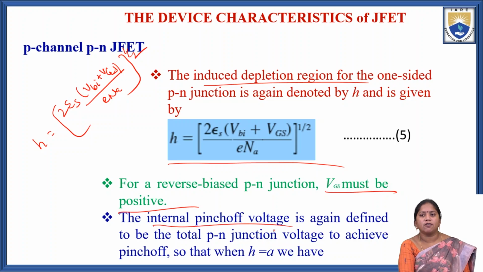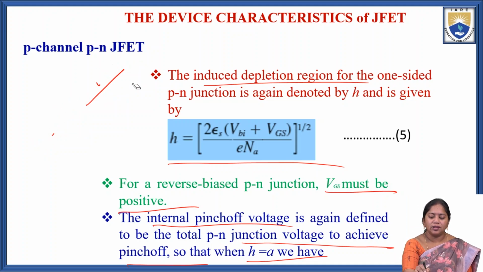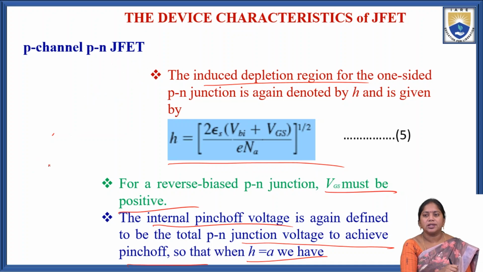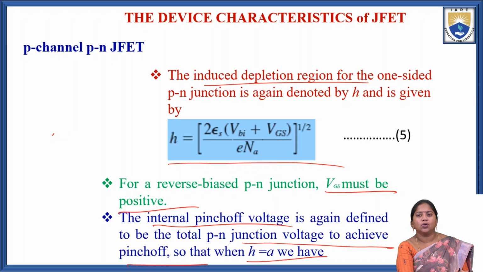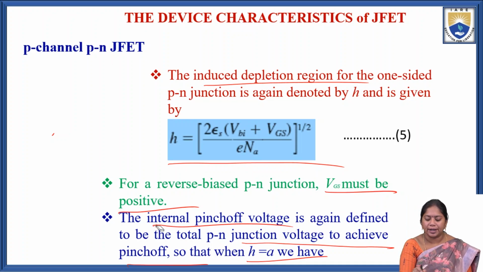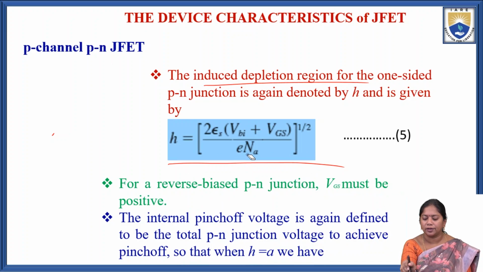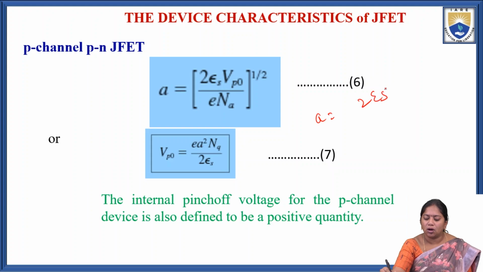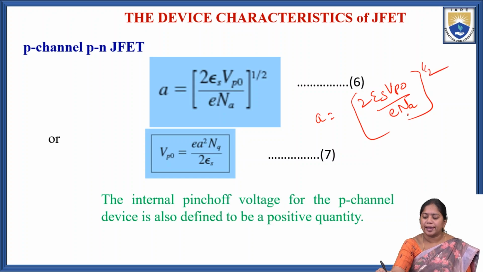The internal pinch off voltage is again defined as the total PN junction voltage to achieve the pinch off, so that h equals a. The induced depletion region for the one-sided PN junction is h equals (2 epsilon_s (Vbi plus Vgs) / (e Na)) to the power of half. So a equals (2 epsilon_s Vp0 / (e Na)) to the power of half. In the previous case, we wrote Nd in the place of Na.